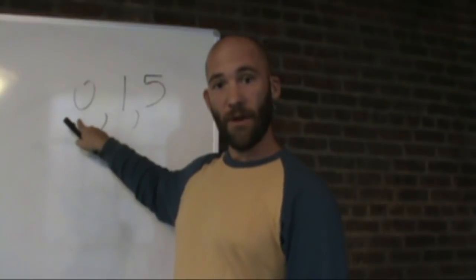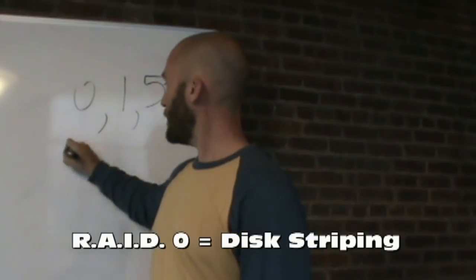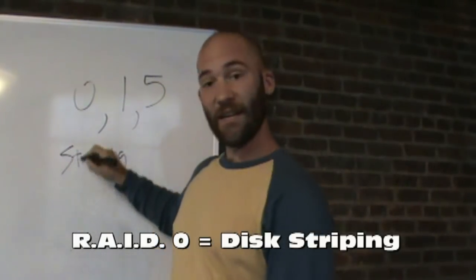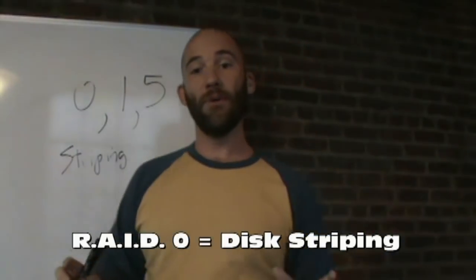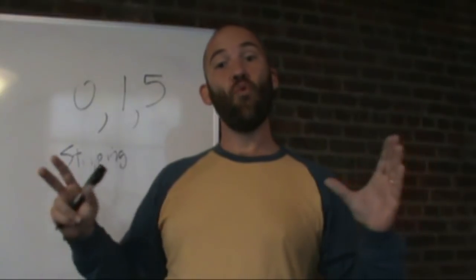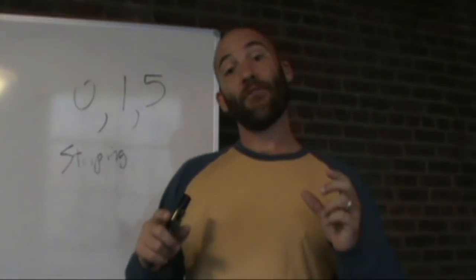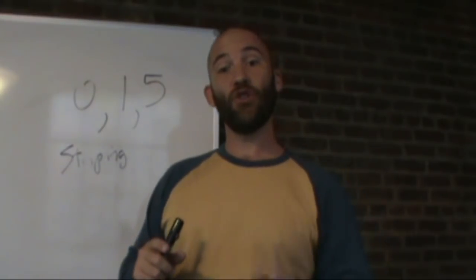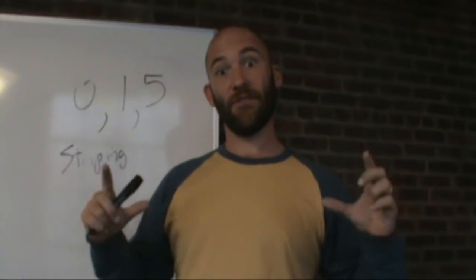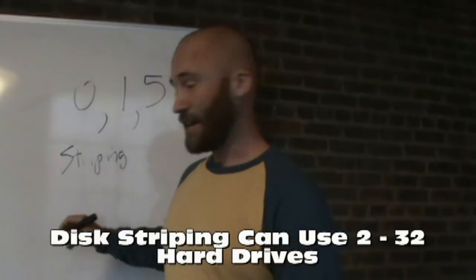RAID 0 is called RAID striping or disk striping. What disk striping does is it allows you to combine multiple hard drives of the same size into one really big disk. For disk striping, you can have anywhere between 2 to 32 hard drives all in a disk striping array. So for the demonstration, we're just going to use 4.